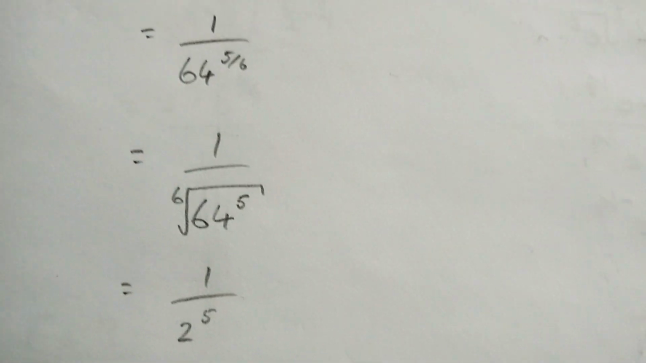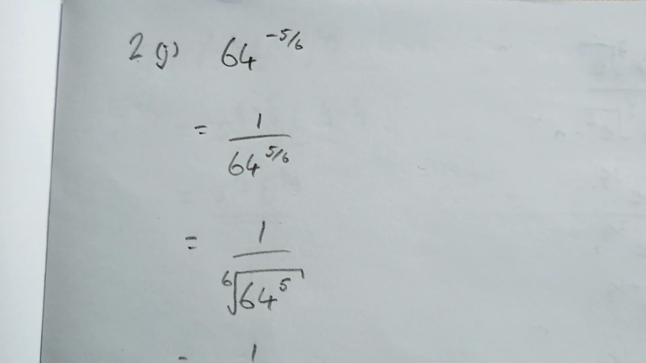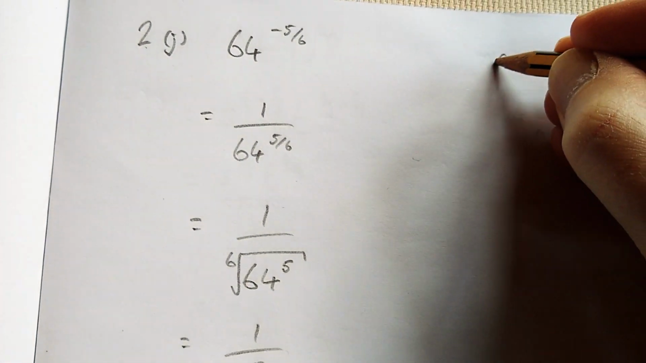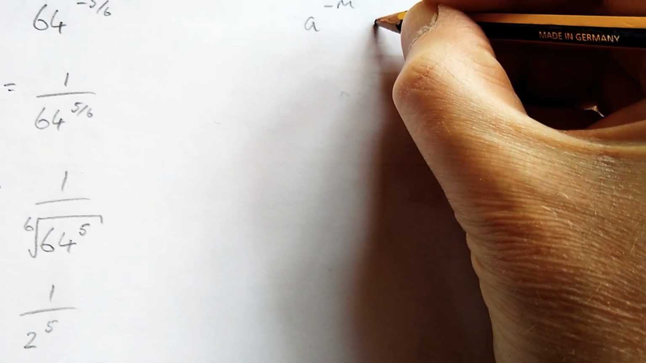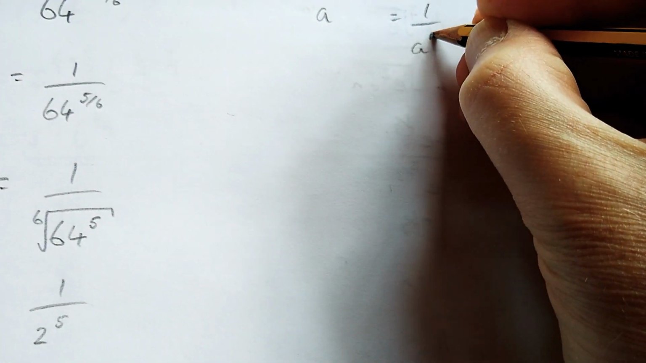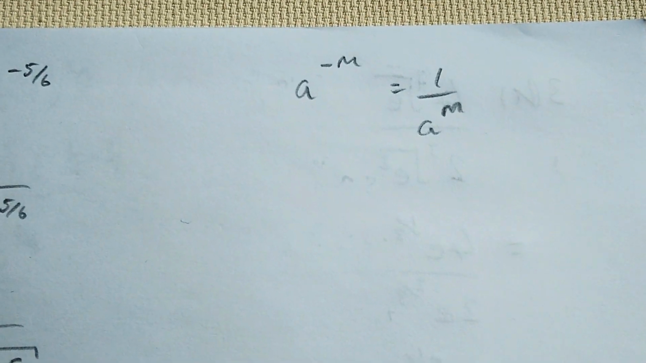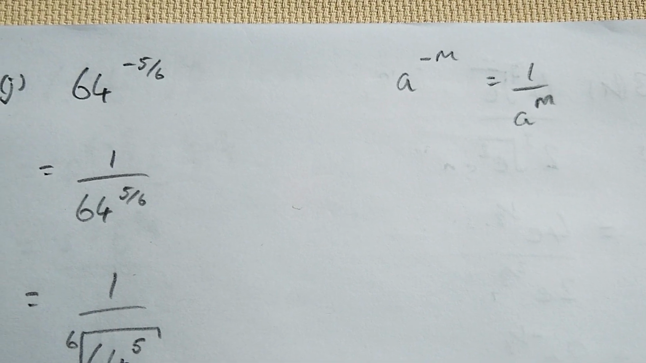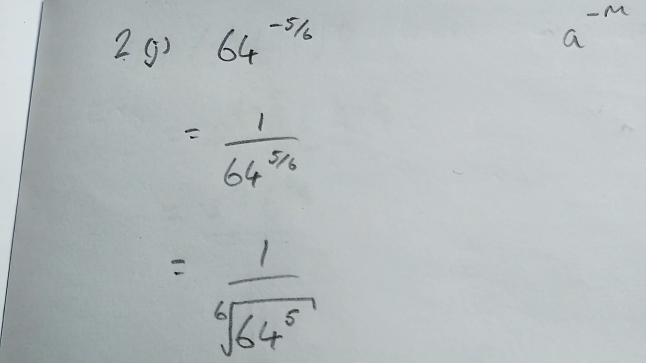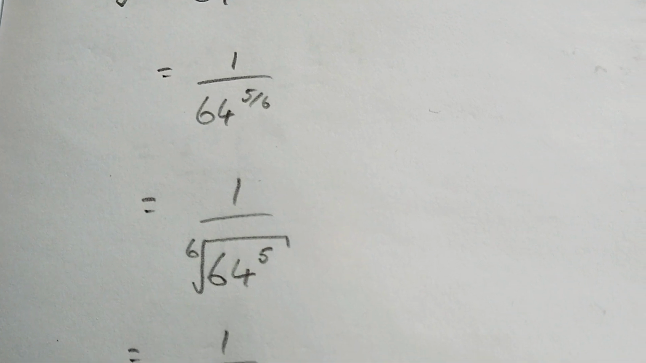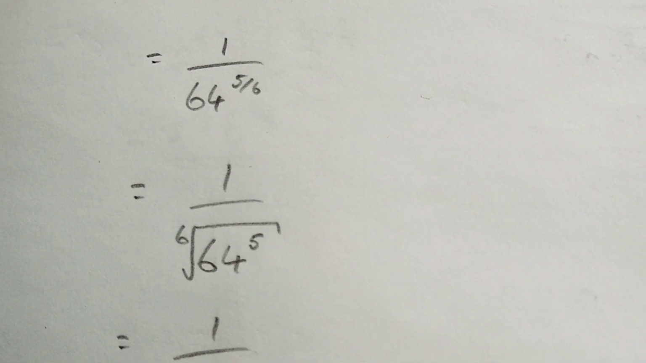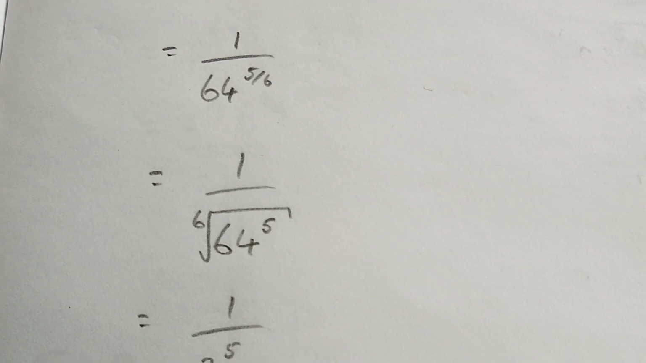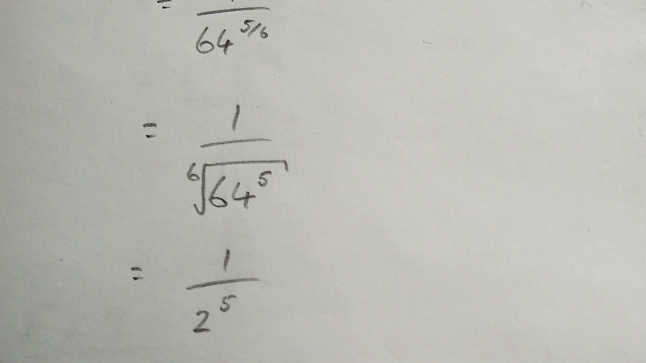All right, 2j, a similar question. 64 to the power negative 5 over 6. Remember, a negative power tells us that we can move that down to the bottom of the fraction and the power will become positive. So a to the power negative m is the same as 1 divided by a to the power m. So 64 to the negative 5/6 is the same as 1 over 64 to the power 5/6. Again, the top number is the power, so it'll be 64 to the power 5. And then we're going to take the 6th root of that.